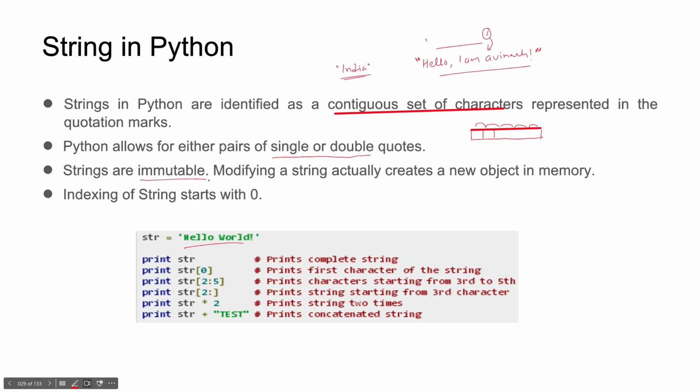Now strings are immutable. Immutable means if you try to change a string, it won't change. Whenever you make a change, it actually creates a new object in the memory. It will create a new object completely. You can't modify it. Mutable means changeable, immutable means you can't change them. So you can't change string variables, or you can say string objects in Python.